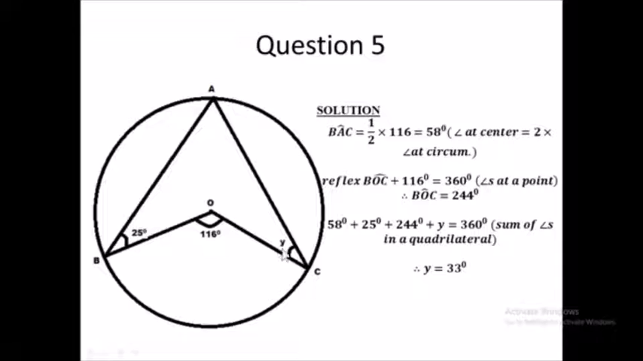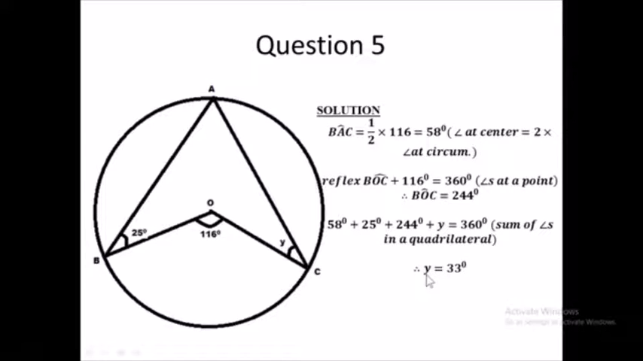1, 2, 3, 4. This is also a quadrilateral. So if I add this angle plus this angle I got here plus y, that should give me 360 degrees. And that's what you are saying here, that the sum of all these angles will give us 360. Sum of angles in a quadrilateral. From there, you can find our y to be equal to what?